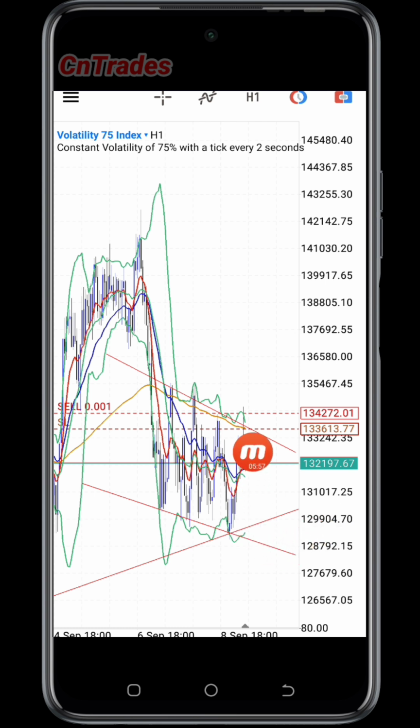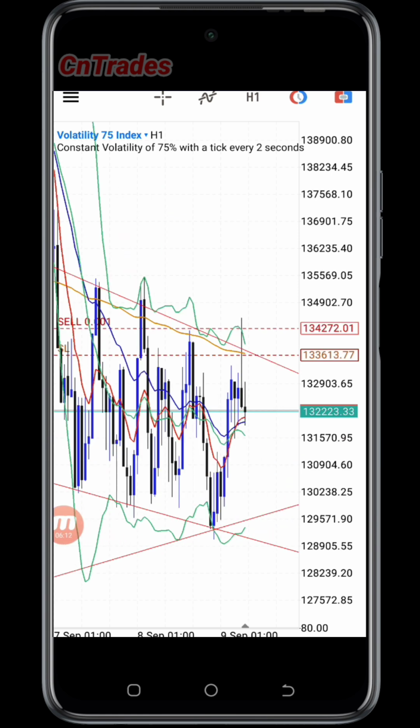If it goes back to hit me, I will rather be in profit. This is not break even, because I've secured a certain percentage of the profit. So if I am to take my profit, it is going to be somewhere here, just before this confluence, this trend line.